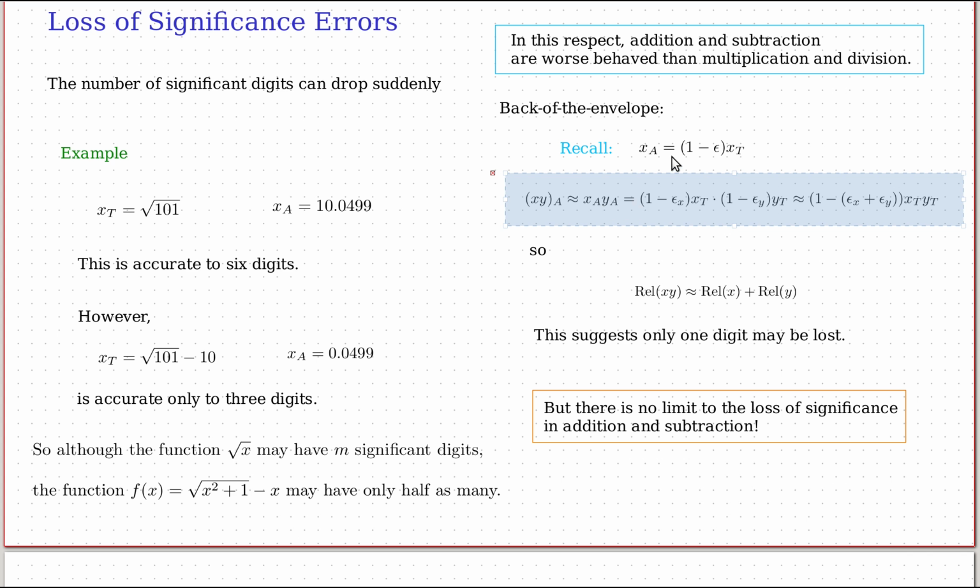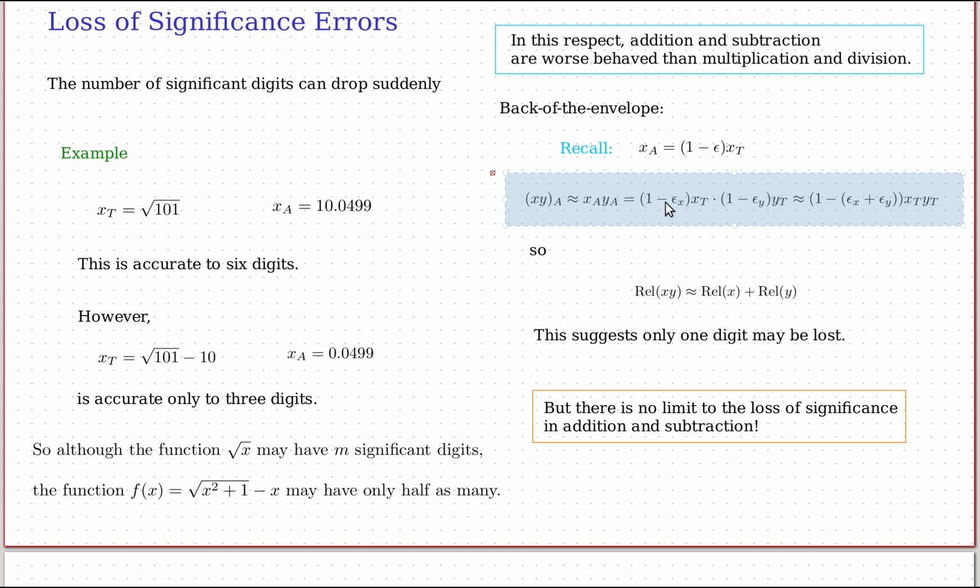Now, I'm going to use this formula and substitute it in for both x sub a and y sub a. So x sub a is equal to 1 minus epsilon sub x, this is the relative error in x, times the true value of x. And y sub a, the approximate value of y, is 1 minus epsilon sub y, the relative error in y, times the true value of y. If you multiply this expression out, you get the true value of x and the true value of y. I combine those at the end here, xt times yt.